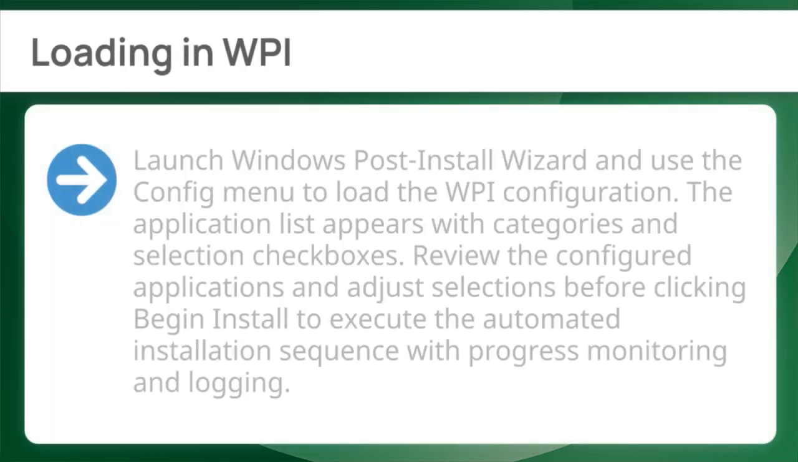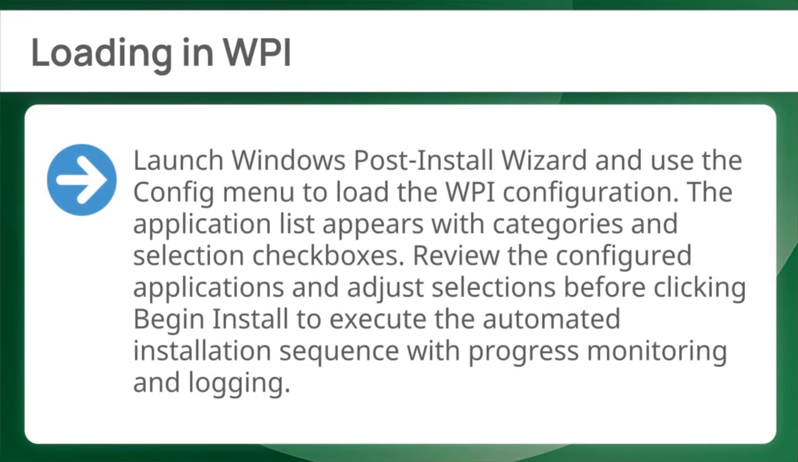First, loading in WPI. Launch Windows post-install wizard and use the config menu to load the WPI configuration. The application list appears with categories and selection checkboxes. Review the configured applications and adjust selections before clicking Begin install to execute the automated installation sequence with progress monitoring and logging.